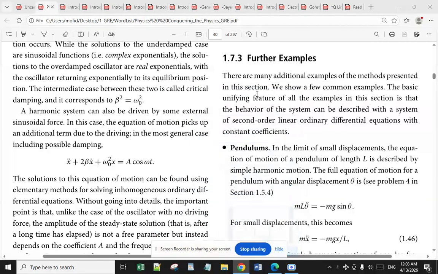In the name of Almighty God, I am Hassan Kashi, and today I want to talk about further examples about angular momentum. There are many additional examples of the method presented in this section. We show a few common examples.